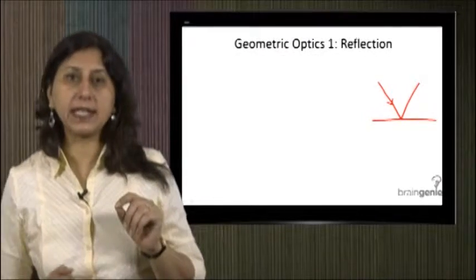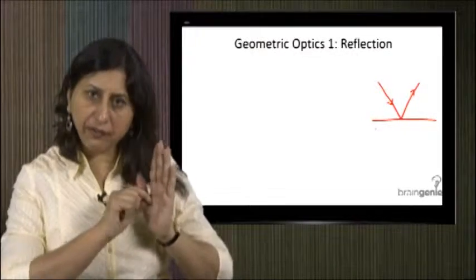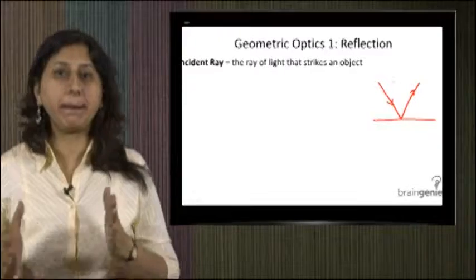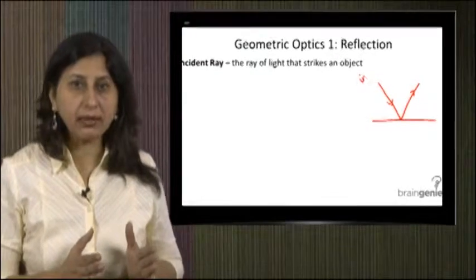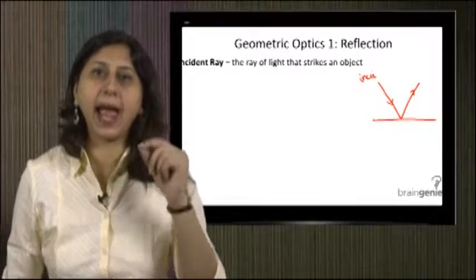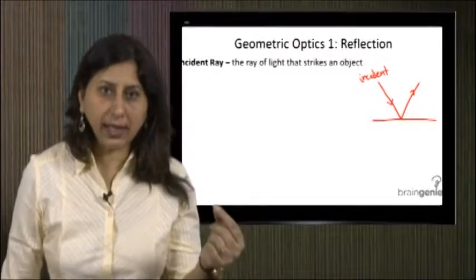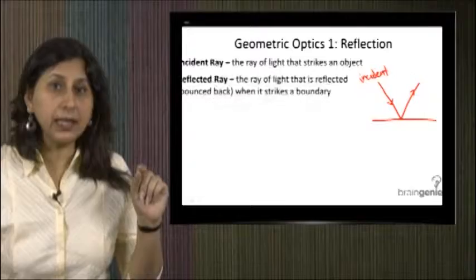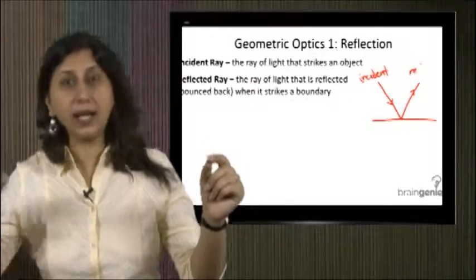Incident ray of light strikes an object and reflects when it strikes a boundary. Normal line is a perpendicular line of boundary and angle of incidence is an angle between incident ray and the normal. Angle of reflection is an angle between the reflected ray and the normal.